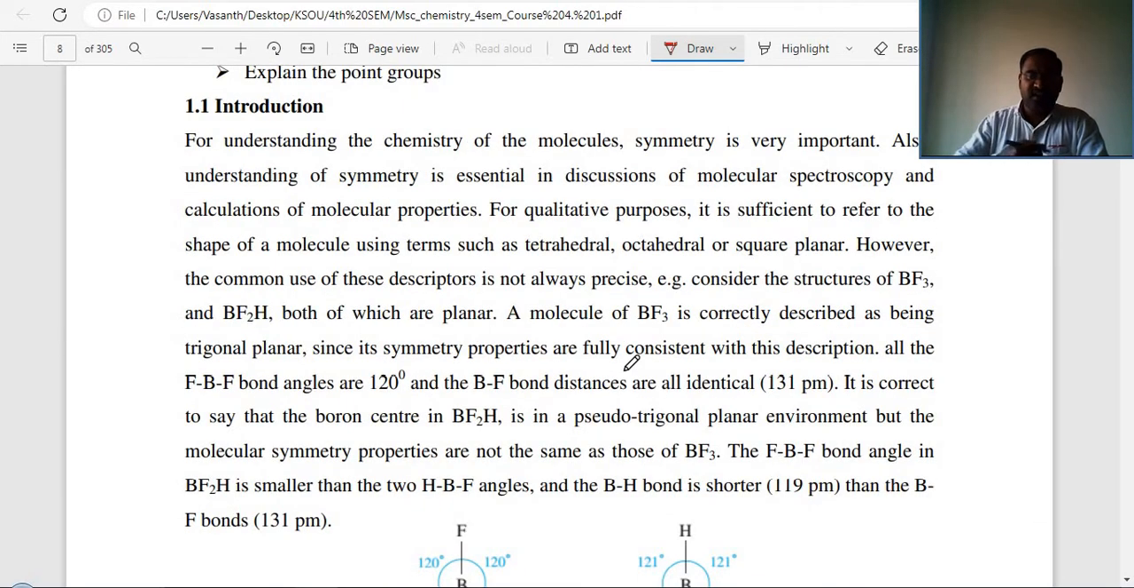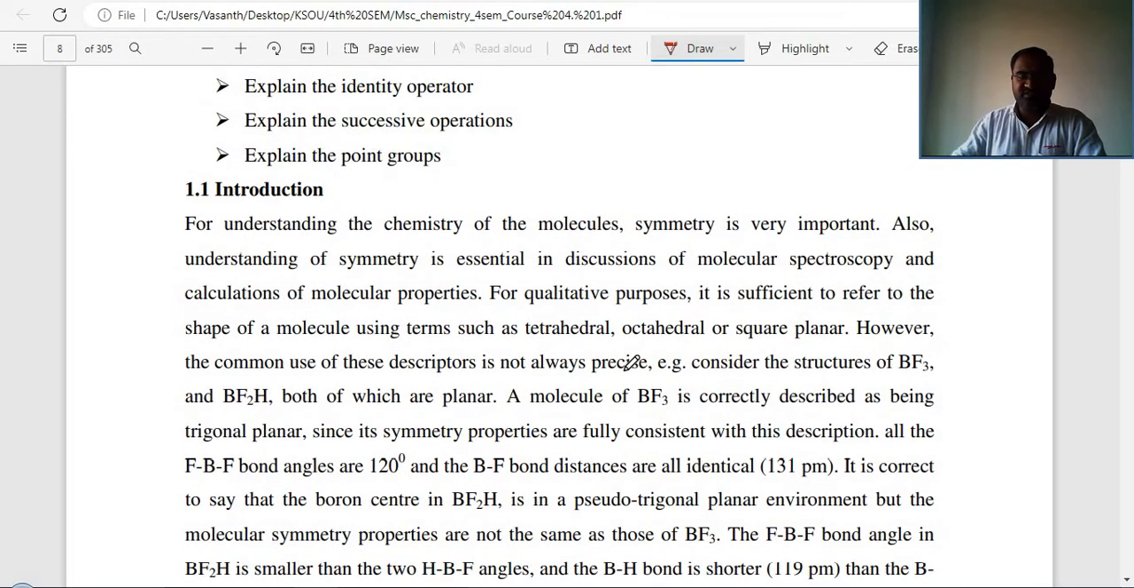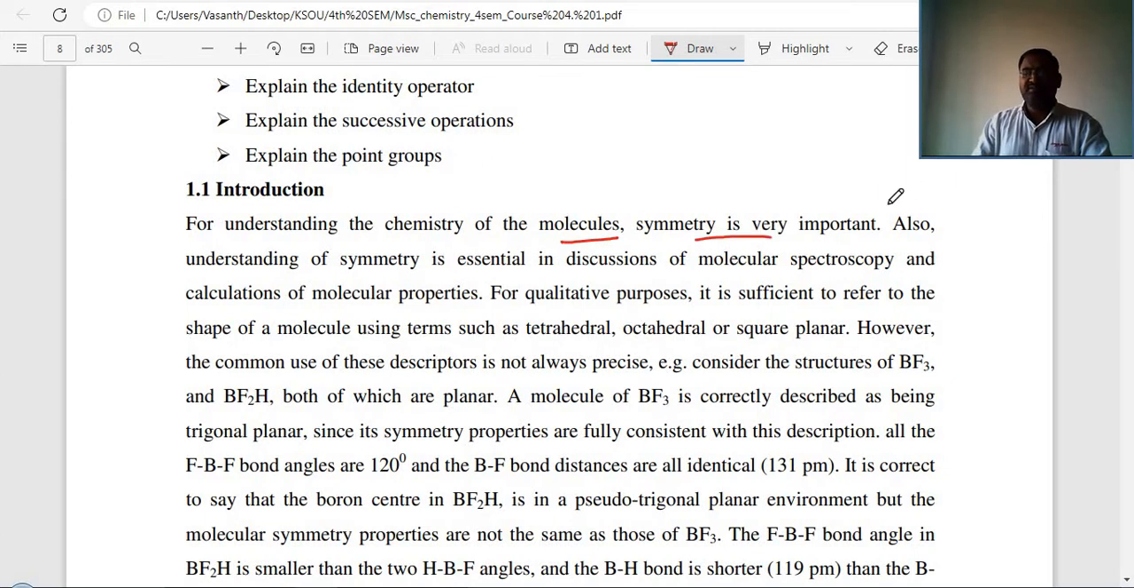First, I am going to explain the definitions or basic introductions regarding group theory. For understanding the chemistry of molecules, symmetry is very important. Symmetry is essential in discussions of molecular spectroscopy and calculations of molecular properties.